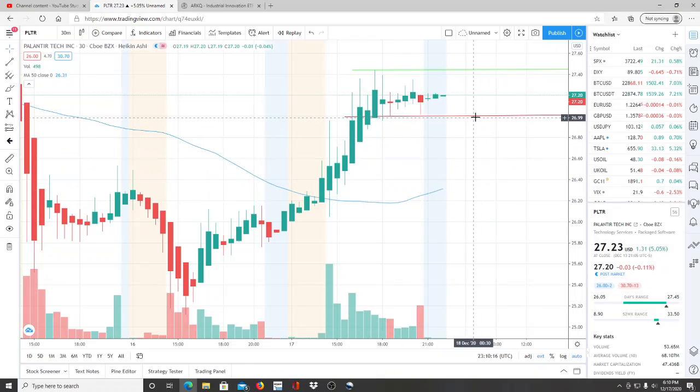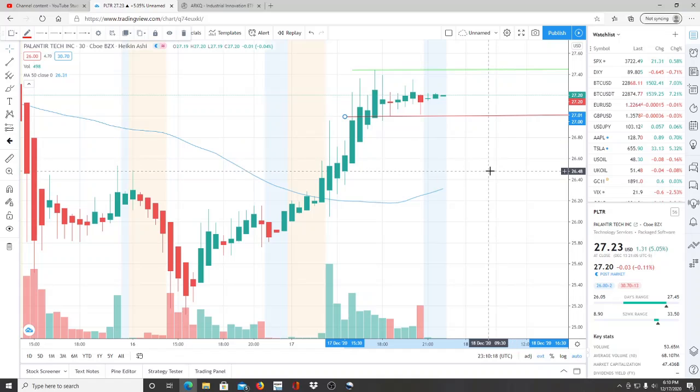Now, our support level here is 2701. If you want to round it down, you can round it to $27, a whole number. And $27 is our support. We're currently at 2720 right now after market hours, 3 cents less than when the market closed at 4 p.m. And we want to watch this support.